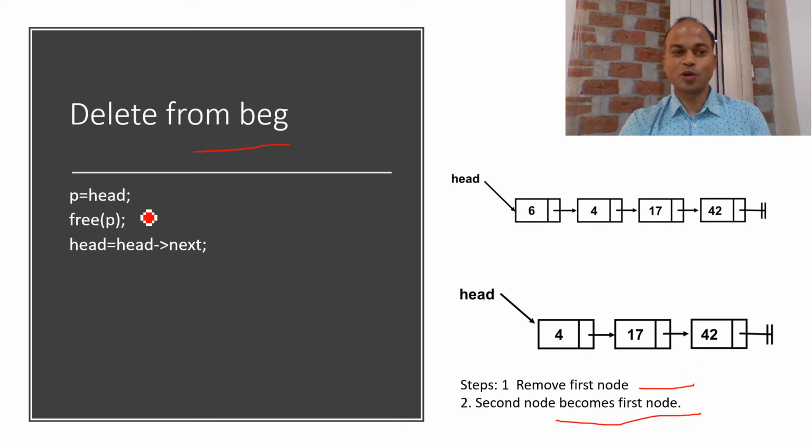If we talk about the code, then we can perform these operations like this. p equals head means p contains the address of the first node, as head always keeps the address of the first node, and free p, the first node is being deleted. After it, we are doing head equals head arrow next, as head keeps the address of the first node. The next part of the first node holds the address of the second node. So we are setting head equals the address of the second node. In this way, the second node becomes the first node. Therefore, this is our detailed procedure of deletion from beginning.